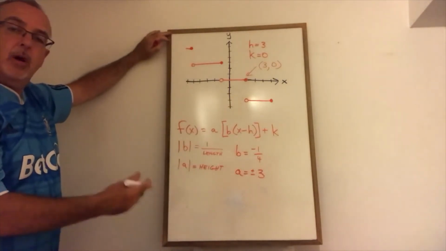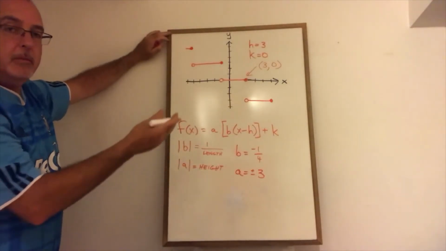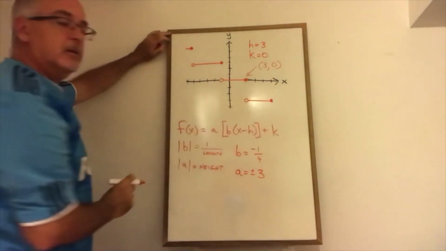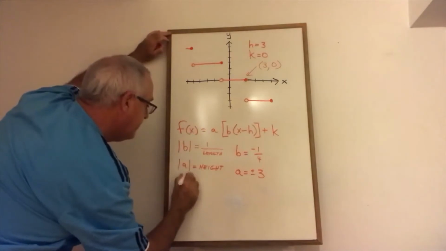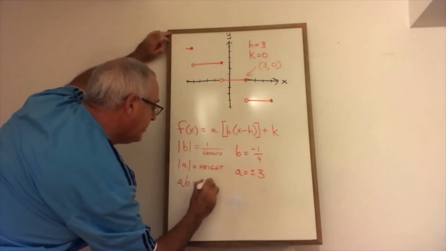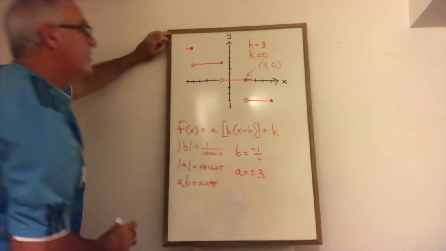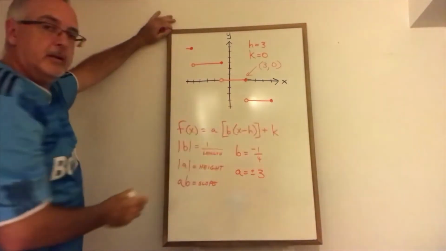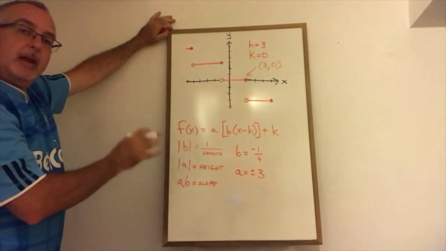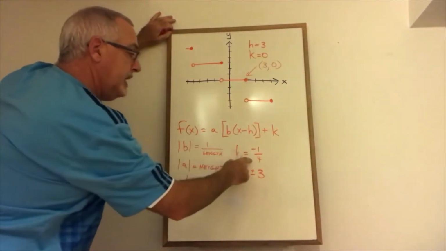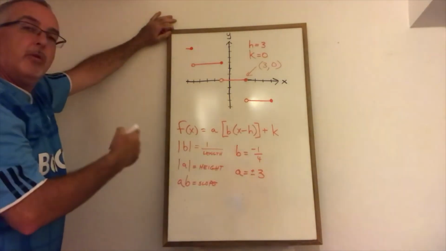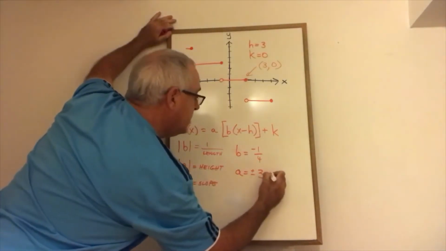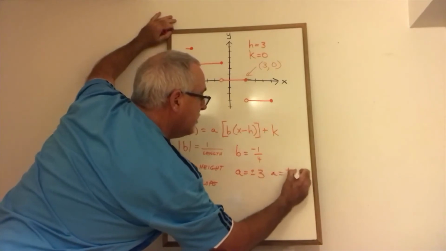AB, the product of a and b, gives me the slope of the imaginary line that goes through all of the closed circles on the graph. I can see that that imaginary line would have a negative slope on this graph. So the product of a and b has to be negative. b is negative, so in order for the product of a and b to be negative, a has to be positive. And that means a equals +3.